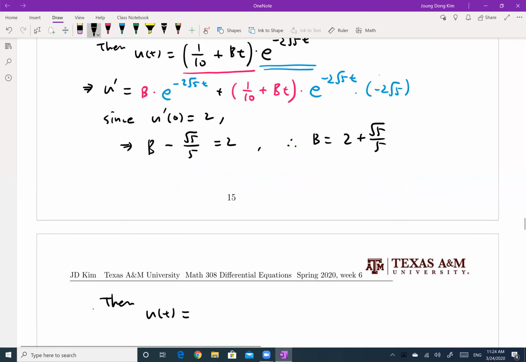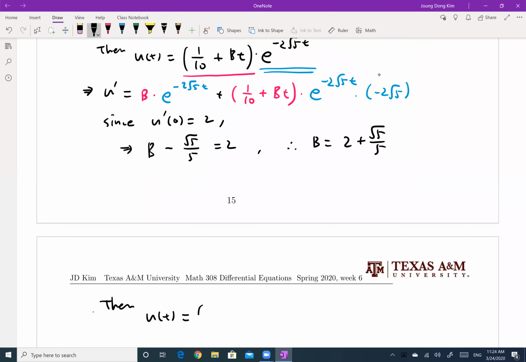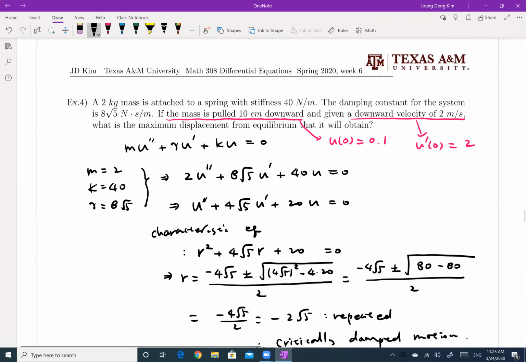It was, let me see, 1 over 10 plus 2 plus square root of 5 over 5 t, and t e to the minus 2√5 t. Is it okay so far? So let me come back to the problem, okay? This is a general solution, okay? So let me double check the problem, okay?